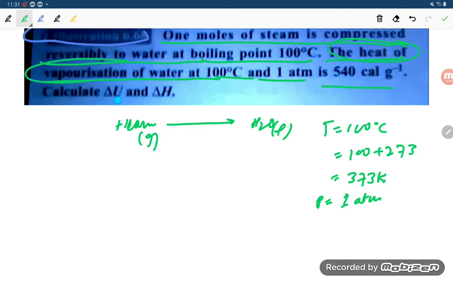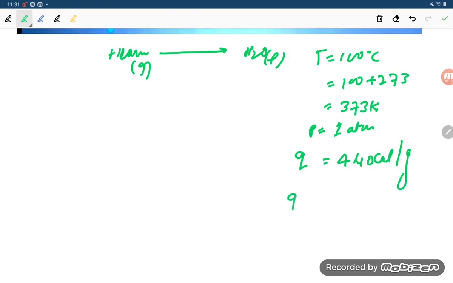So you can write Q, the heat absorbed for vaporization. How much is it, student? 540 calorie per gram, right? It is per gram, so you calculate Q per mole. So it is 540 per mole into what, student? Per mole means the molecular weight of water.